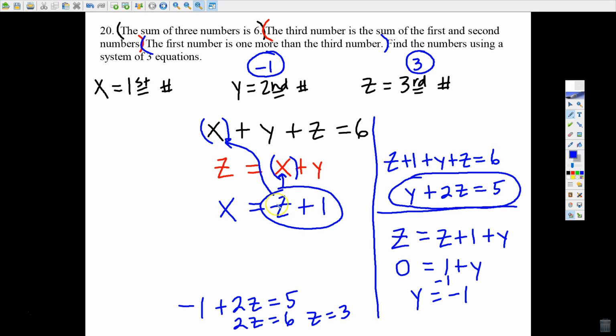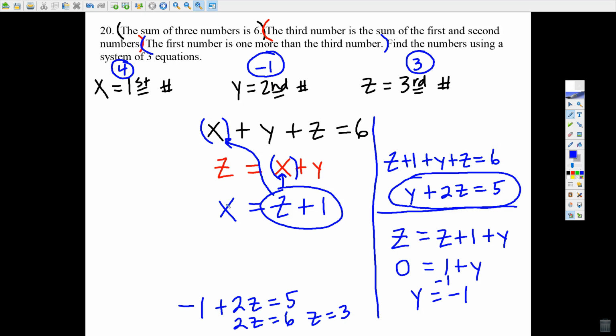If we just go to the blue equation and replace z with 3, what does that make? Faith, what's x? 4. Okay, so we now have all of our numbers. Okay, any questions? We're finished.